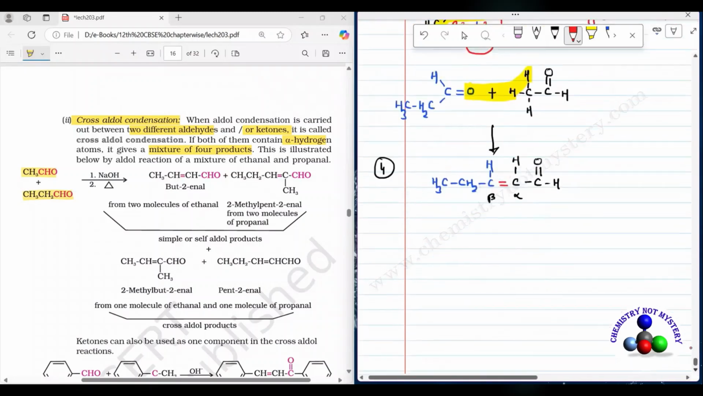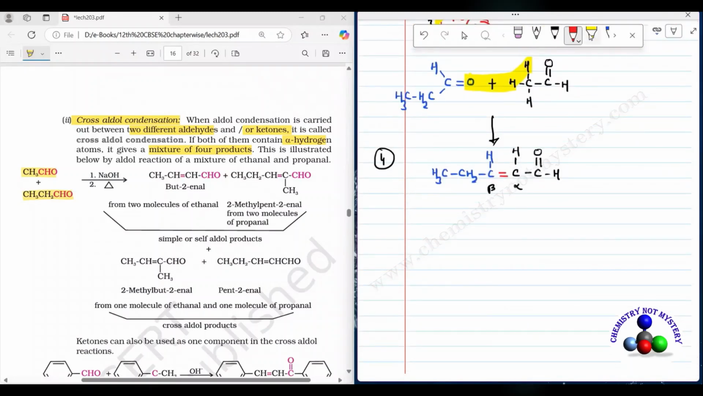Now write the name of the fourth product. First of all, select the longest carbon chain, and this longest carbon chain contains 5 carbons. Now number the chain 1, 2, 3, 4 and 5. As it contains 5 carbons, the parent name will be pent. Double bond starts from the second carbon, so 2-ene.